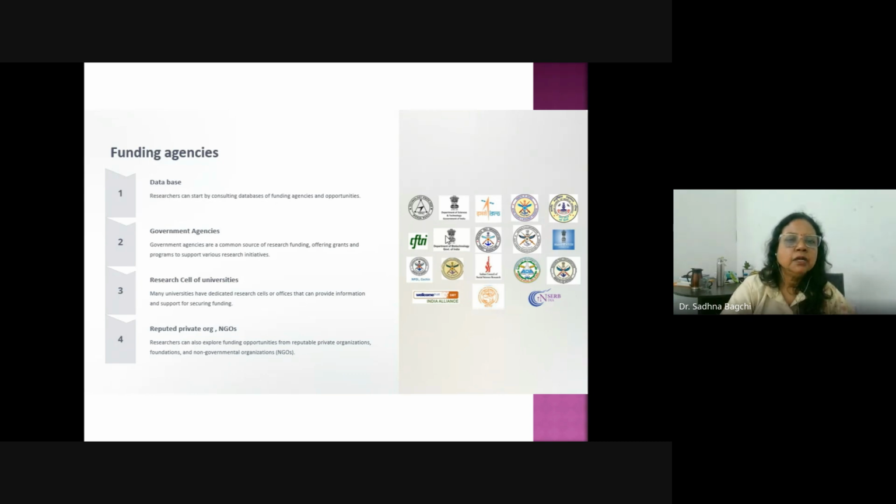Some of the research cells or central universities are inviting calls for proposals. Some universities, IIMs also invite calls because every university has a research and development department, and they periodically invite calls. Reputed private organizations and NGOs, some of the NGOs working for societal upliftment, also call for projects periodically.